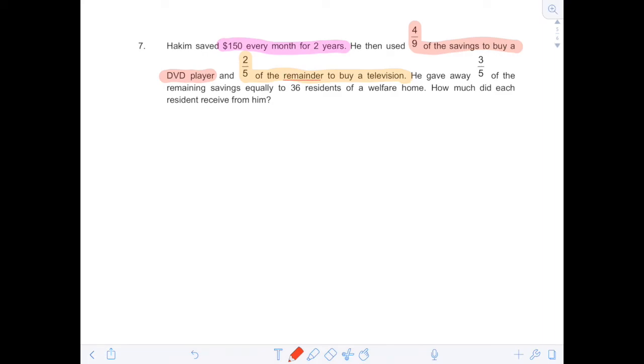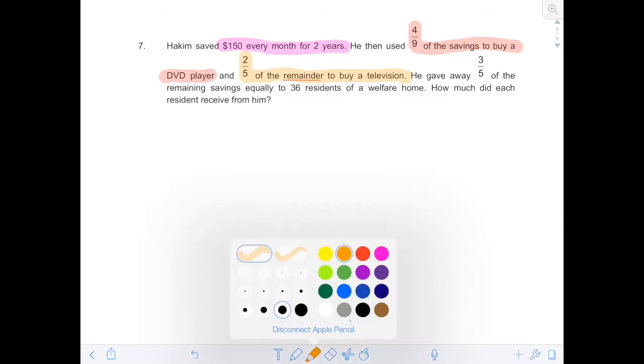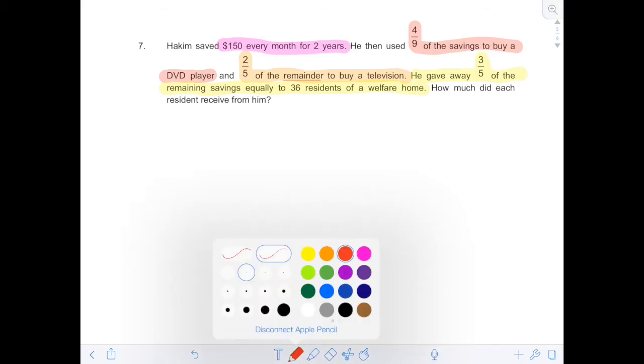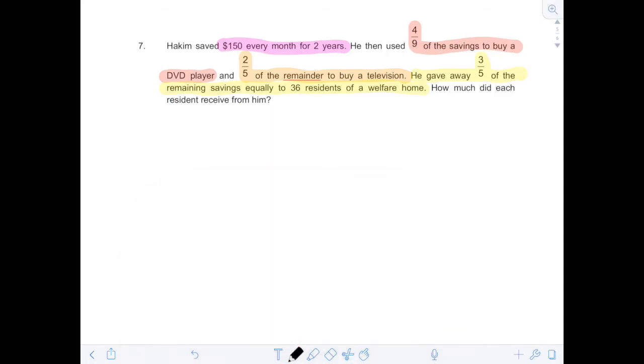Alright, he gave away 3/5 of the remaining savings. See, there's another remaining over there. Gave away 3/5 of the remaining savings, equally to 36 residents. How much did each resident receive from him? So let's do this step by step now. First we have to work with the purple color part over here, this whole part over here.